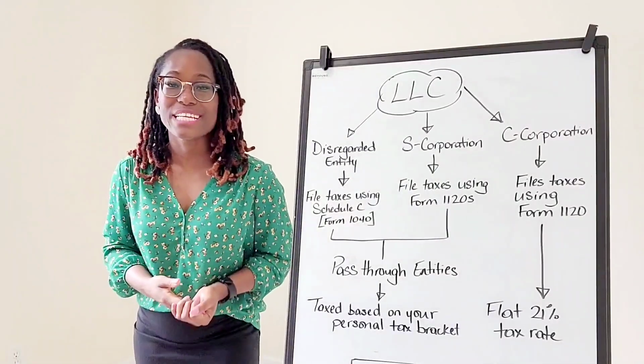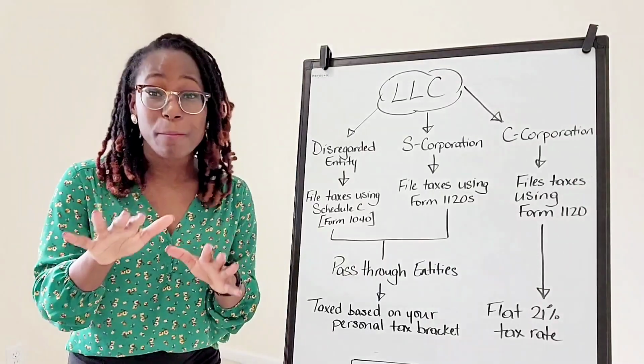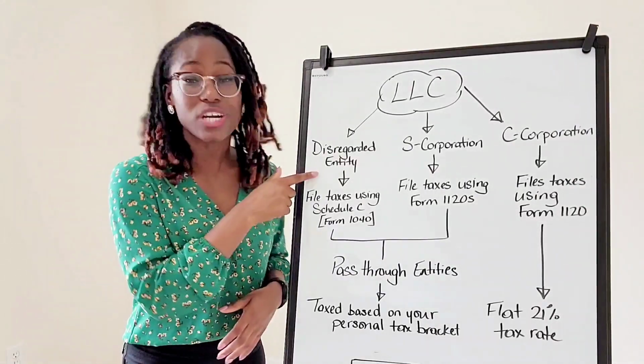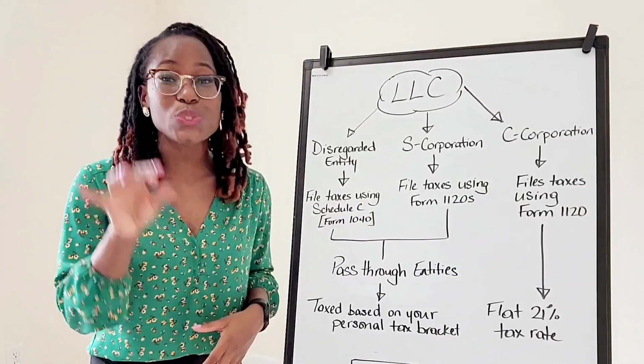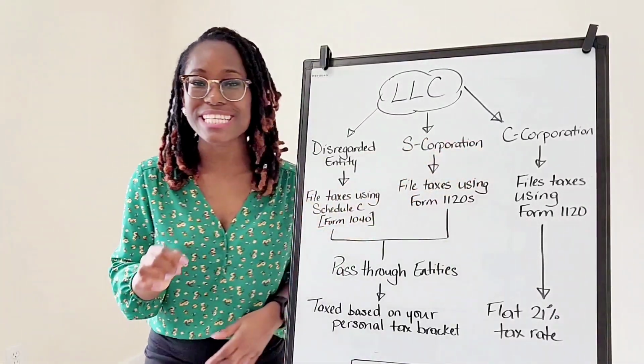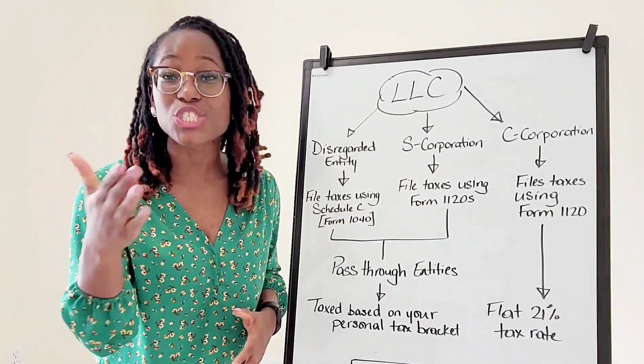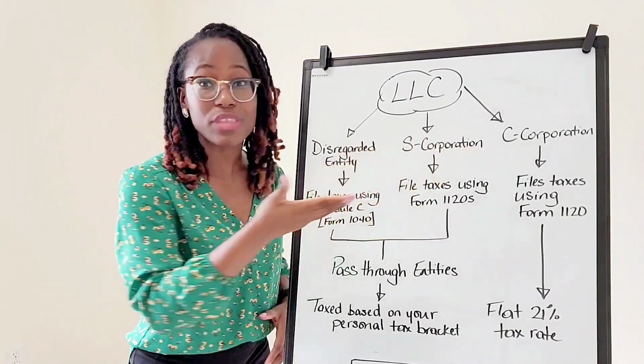Okay, so let's jump right into it. An LLC can be taxed one of three ways, right? You can remain the default, which is the disregarded entity, or you can choose to elect to file taxes as an S corporation or a C corporation. Now, an election is you completing a document asking the government to treat you as either one of these, right?